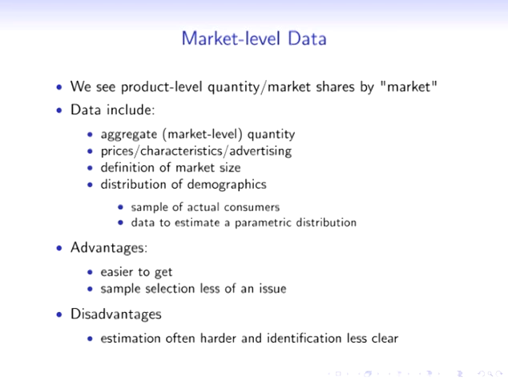So let me go into a little more detail about what I mean by market level data. What we get to see at the product level is either the quantity, or we're going to convert that to market share by market. And I put market here in quotations because sometimes it's not quite obvious what we mean by market. We'll see what the model means; it's going to be well defined within the model. Sometimes you have to figure out how to translate that into the data. So the data is going to include some aggregate quantity at this market level. It's going to have price and characteristics, advertising, or other things that we think are important, for each of the products at this market level.